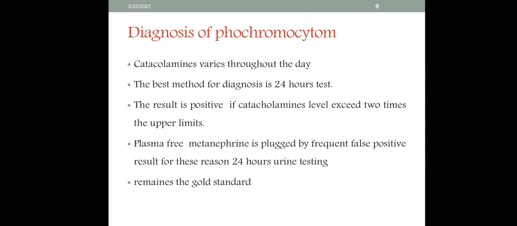Plasma-free metanephrine is followed by frequent false positive results. For this reason, 24-hour urine testing remains the gold standard. In some laboratories, we measure plasma-free cortisol, but this test is influenced by many factors and gives false positive results. So the 24-hour urine testing remains the gold standard.